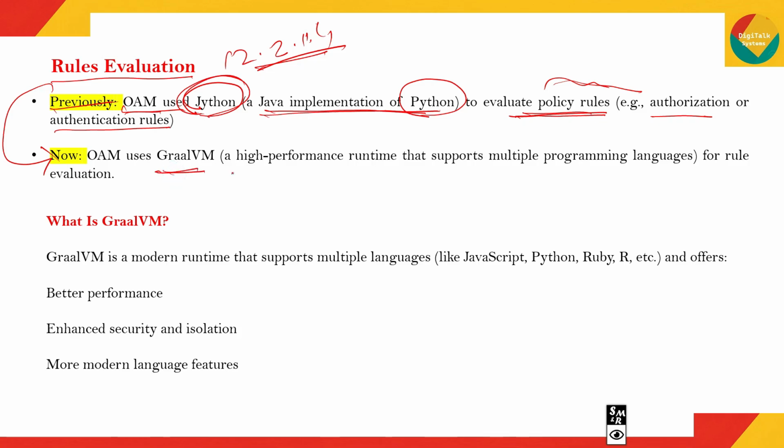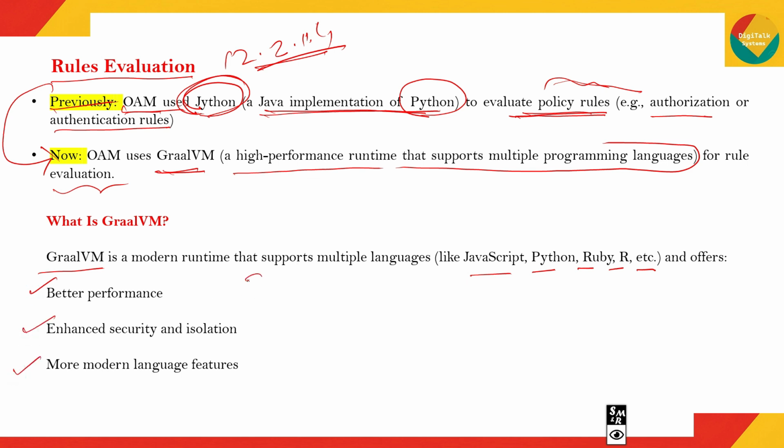GraalVM is a high-performance runtime that supports multiple programming languages for rule evaluation. That means now for rule evaluation we are using GraalVM in 14.1.2.0, which supports multiple languages like JavaScript, Python, Ruby, R, etc. It offers better performance, enhanced security and isolation, and more modern language features.